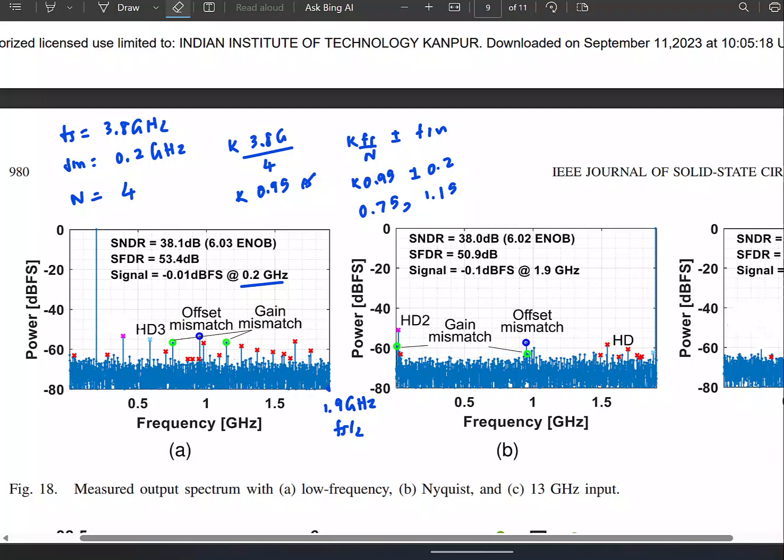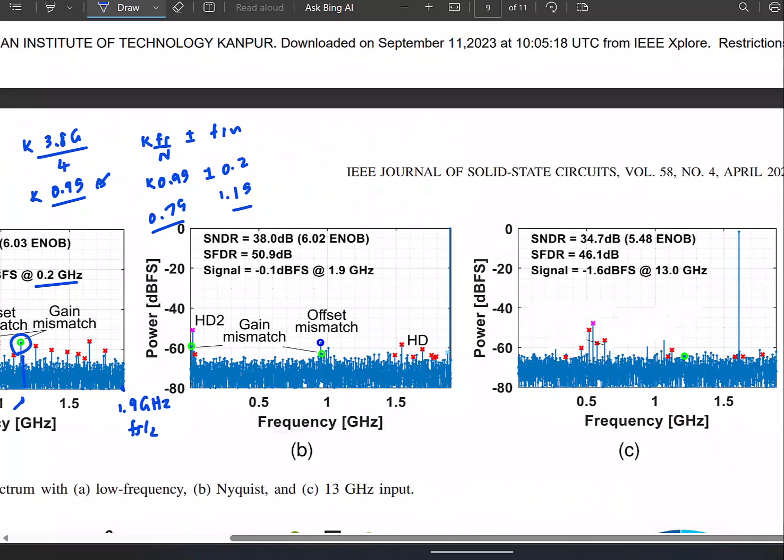So now you can see, this is the offset mismatch. We expect around 0.95 is what you get in offset, and you can see the gain mismatch is the green ones. So the green ones, you see one at 0.75 and one more at around 1.15.